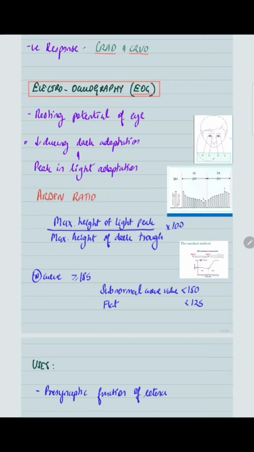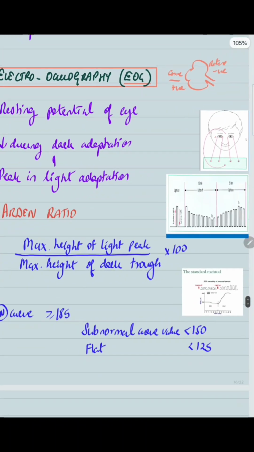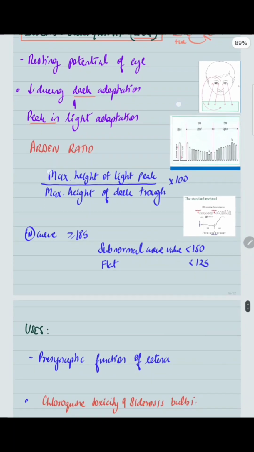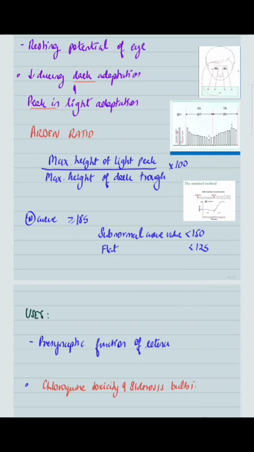Next, electrooculogram. Electrooculogram is based on the measurement of the resting potential between the cornea, which is positive, and the back of the retina, which is negative. Electrodes are placed over the orbital margin near the medial and lateral canthus. Normally the resting potential of the eye decreases during dark adaptation and peaks in light adaptation. Results of EOG are interpreted by finding the Arden ratio. Arden ratio is the maximum height of the light peak divided by the maximum height of the dark trough, multiplied by 100.